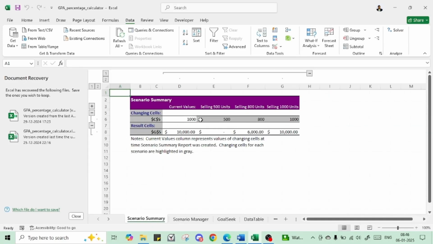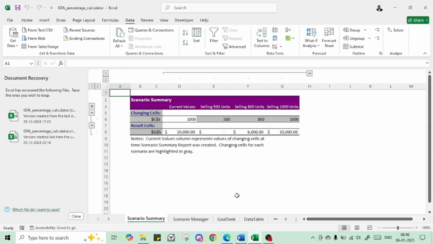When you click on that, you're going to see that selling 500 units gives a profit of 0. It's a break even. Selling 800 units gives us a profit of 6,000. Selling 1,000 units gives a profit of 10,000. This is how you make your decision on which is the right amount of production to consider.